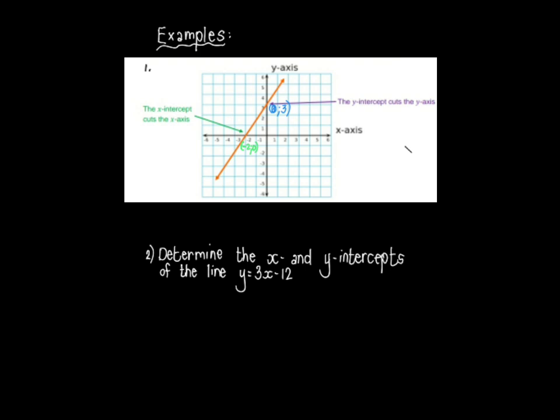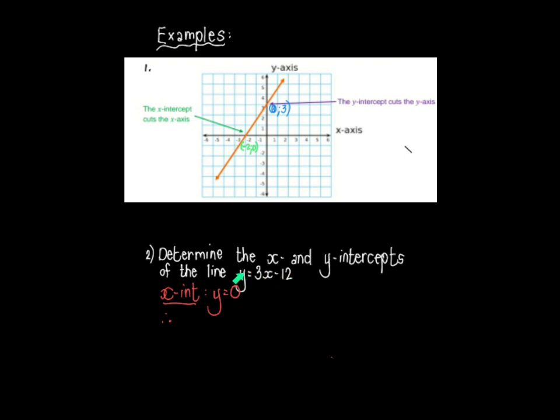This example says, determine the x- and y-intercepts of the line y equals 3x minus 12. So for the x-intercept, what do we know? The knowledge we have is that y is equal to 0. And therefore we substitute y with 0 in the equation over here.